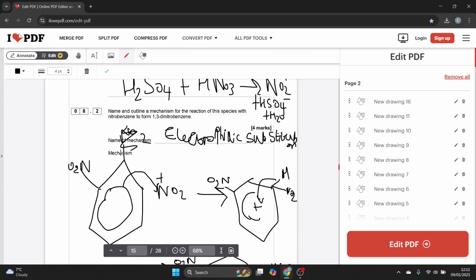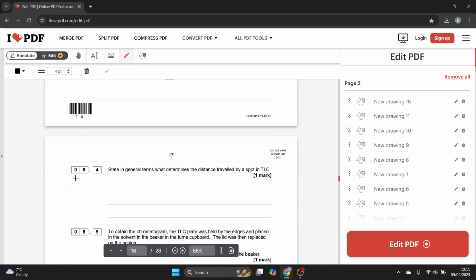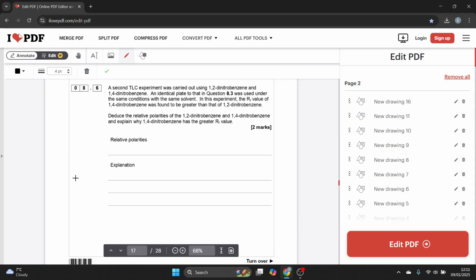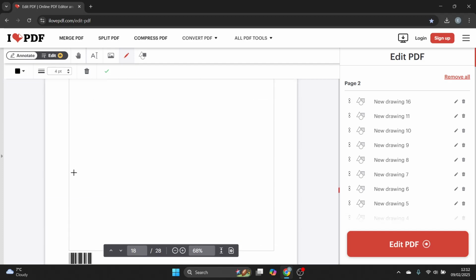Because if I put it here, and then the partial horseshoe ring hydrogen is here, it'd be 1, 2. Therefore, I need to move the NO2 group here. That's the only reason. 8.3 I can't do. 8.4 can't do. 8.5 can't do. 8.6 can't do. 8.7 can't do.